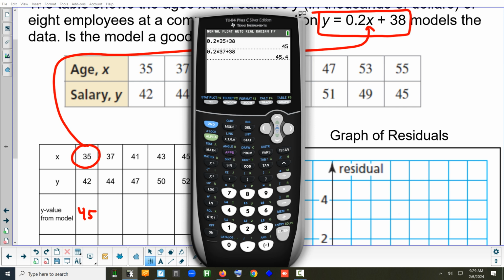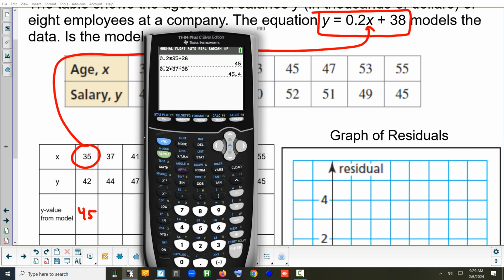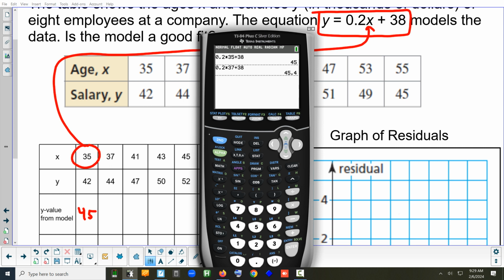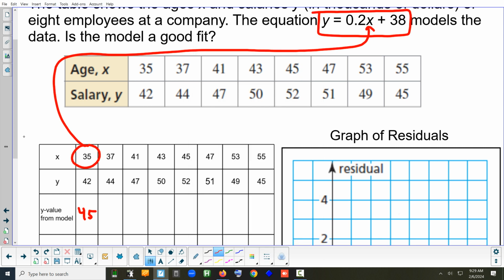What does that say? So it says 45.4, so it would be 45. We're going to round that to 45 because it rounds down.